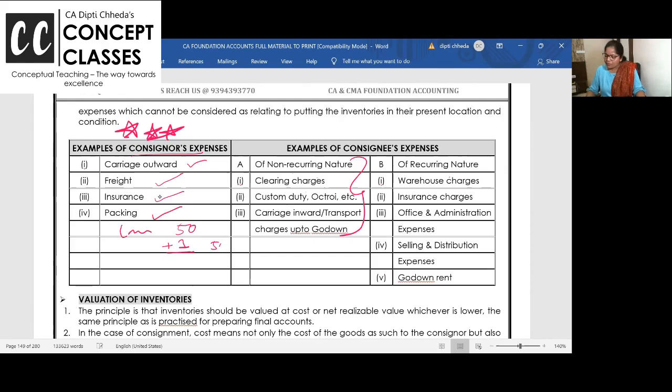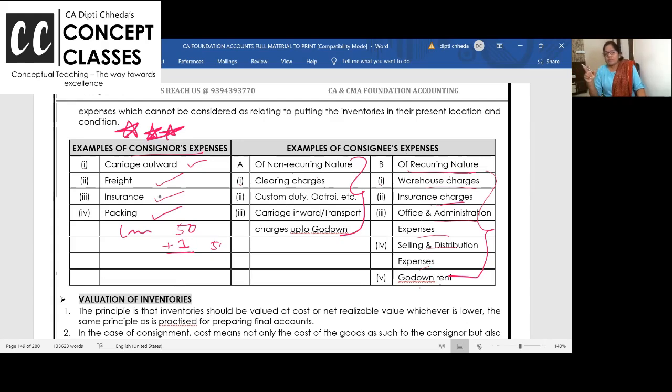Now, recurring expenses. Warehousing, insurance, office expense, selling expense, godown rent and all. These are recurring expense. Till my goods are lying with you, you are going to incur rent of the warehouse. Insurance तो कराओगे ना, goods are there in the godown. Some admin expense, some selling. These expenses are not a part of the stock. In closing stock, we never include selling expense. We incur the cost till they are ready for sales.